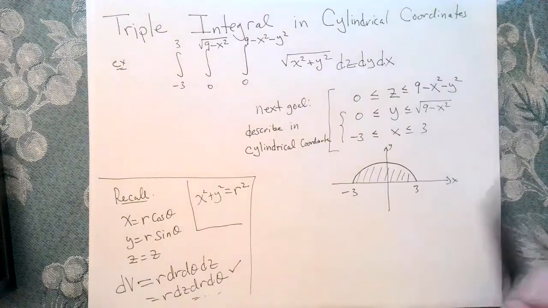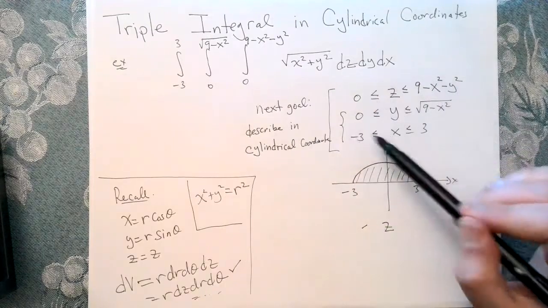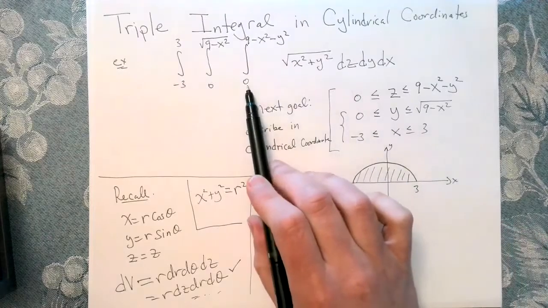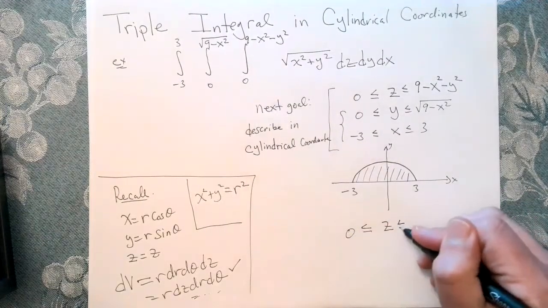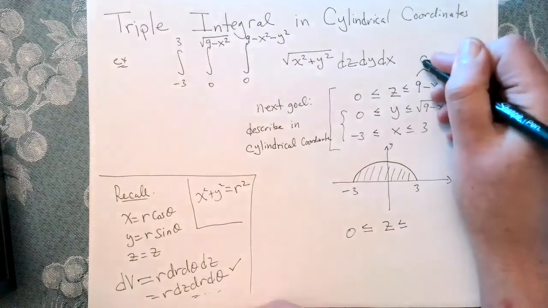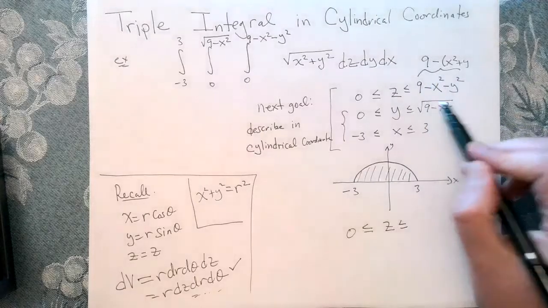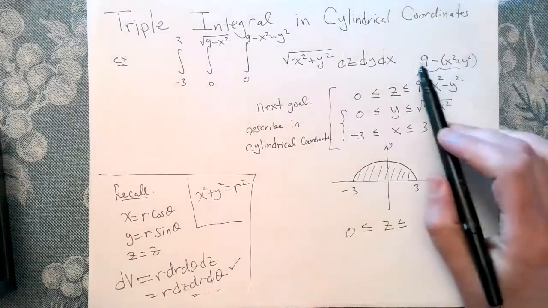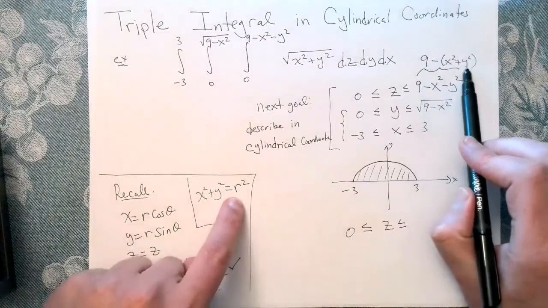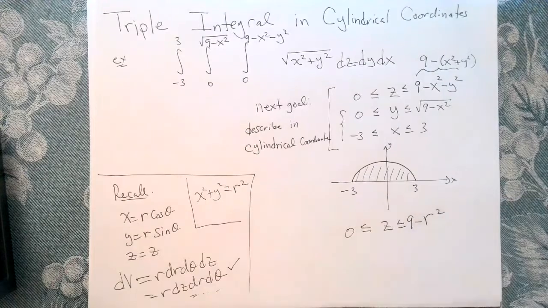Okay, so let's deal with z. Our goal is to describe this using nothing but r's, thetas, and z's. Now 0 is constant, so that's not going to change. But one thing I want you to notice right here is if I were to factor out a minus sign, that's the same thing as this, right? Well, here I've got exactly 9 minus r squared in cylindrical coordinates. So I can write that as 9 minus r squared. That seems nice.